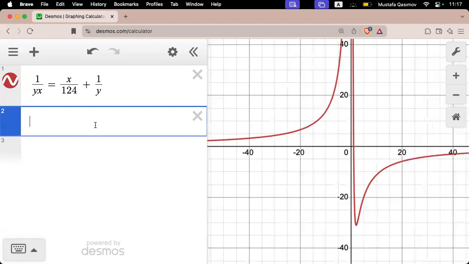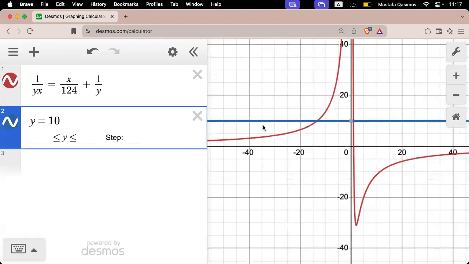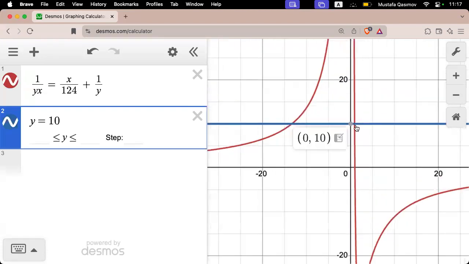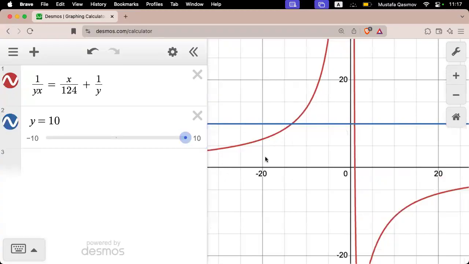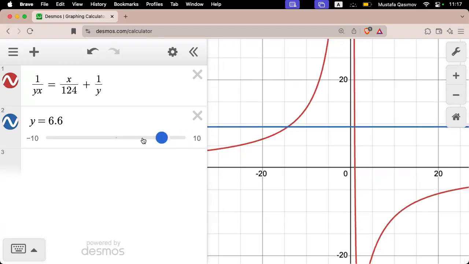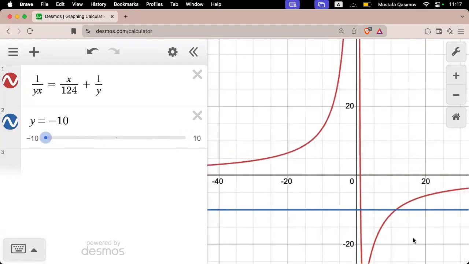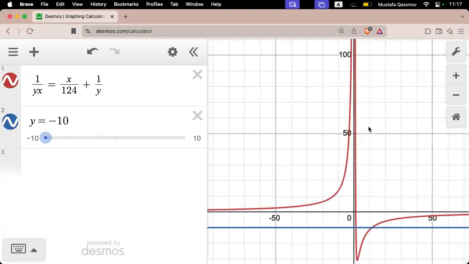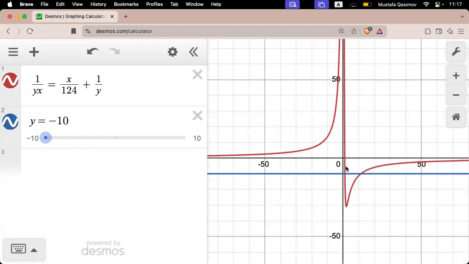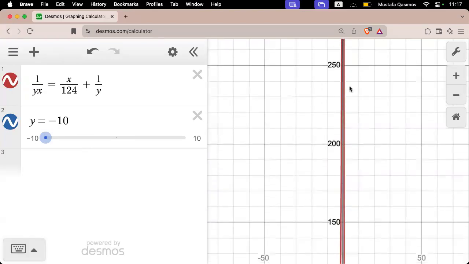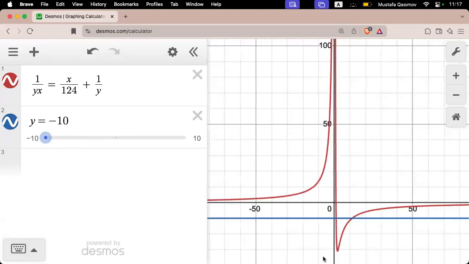Here, for example, let's say that y is equal to 10. When it is equal to 10, we have two intersection points with the red graph, right? It means that we have two solutions. When y is equal to 10, there are two solutions. When y is equal to, for example, negative 10, again we have two solutions. So you have to look at the turning point for one solution. Okay. We have only this one as a turning point. We don't have one here, right?